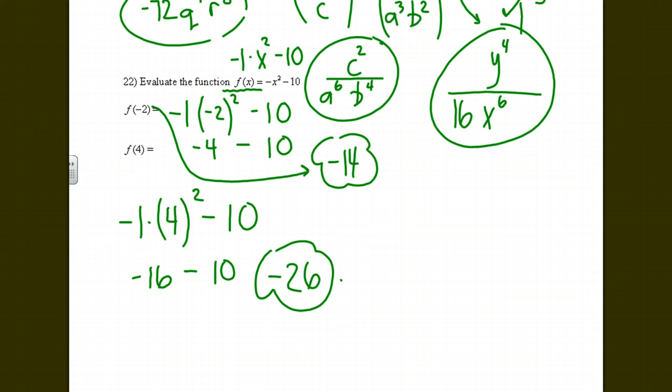So there we go. That's part 2, the second page. Hopefully this helped you out if you had some mistakes on the first quiz.